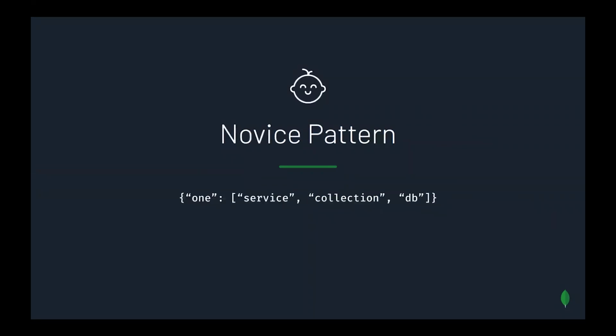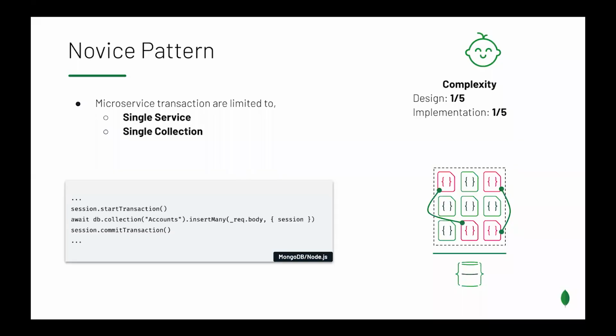The first one is the novice pattern. It's the simplest approach for implementing transactions. Transactions are limited to a single microservice and happen with documents in a single collection. The relative complexity of this approach is very less, and so is the implementation.